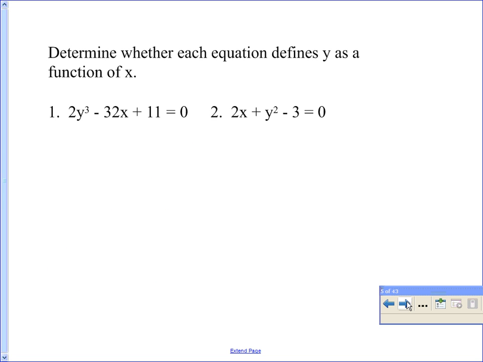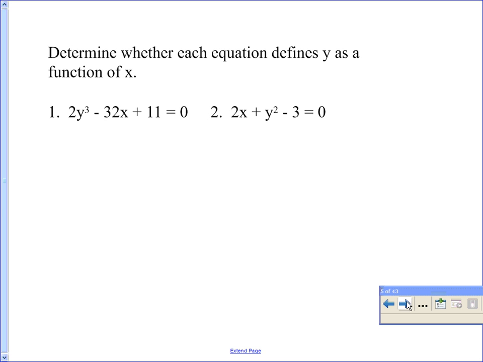All right, so now what we're going to do is look at some equations and determine whether or not they define y as a function of x. So we already know what a function is. It's a relation in which there's exactly one output for every input. It would pass the vertical line test. If you have a repeat in the domain, then that's when there's going to be an issue with it being a function. So in this first example right here, you notice you have an x and a y in it.